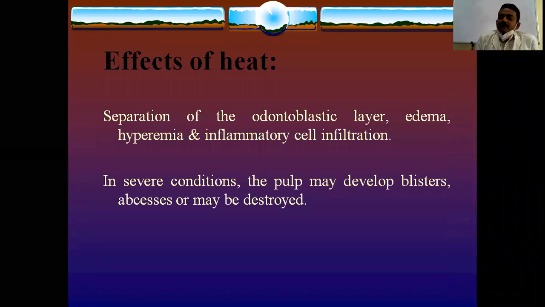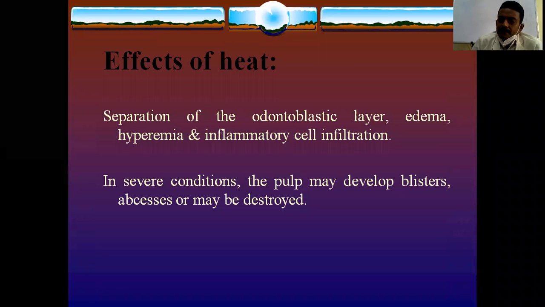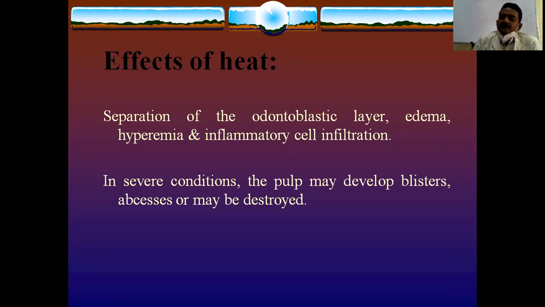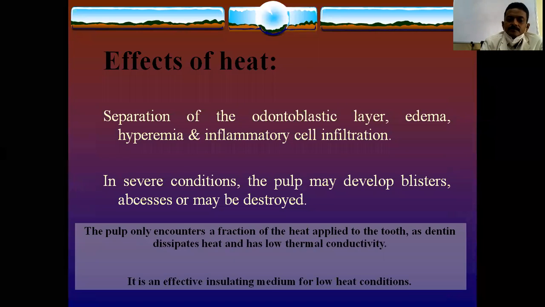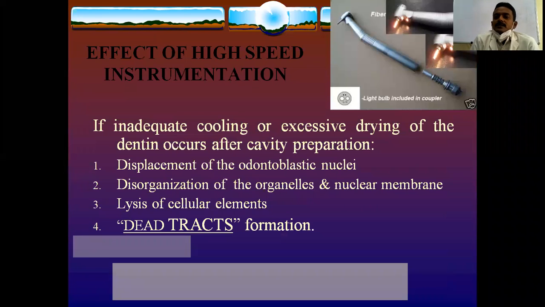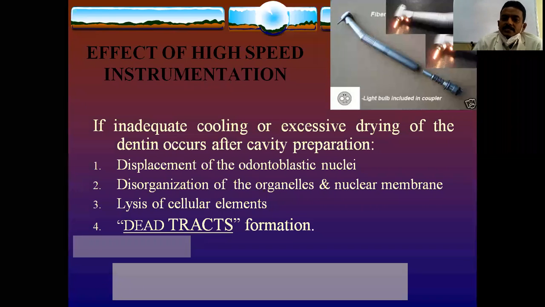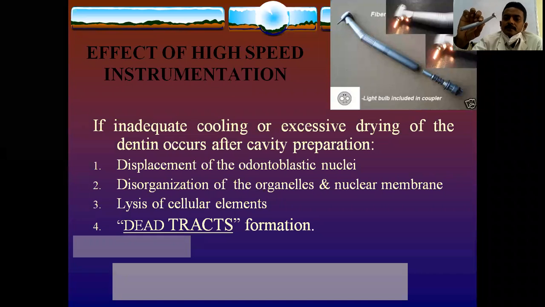So, what are the effects of heat? The separation of the odontoblastic layer, edema, hyperemia, and inflammatory cell infiltration. In severe conditions, the pulp may develop blisters, abscess, or in some cases the pulp is destroyed. You can see the aerator picture which I showed you here. You can see this picture in the slide also.